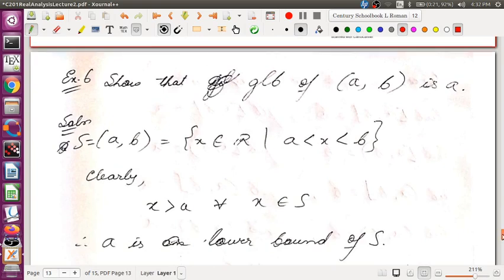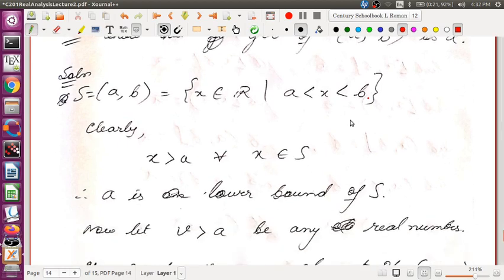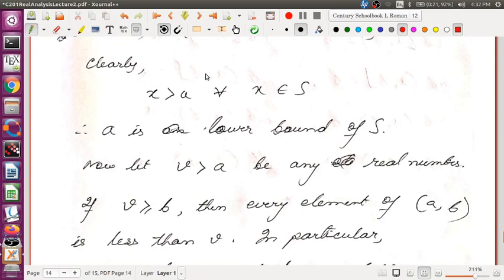So similar to this, let us try this one also. Show that the greatest lower bound of the open interval (a, b) is a. So S equal to (a, b), the open interval, is the set of all those real numbers which lie strictly between a and b. So clearly x is greater than a for every x inside S. So therefore a is a lower bound of S, no doubt about that.